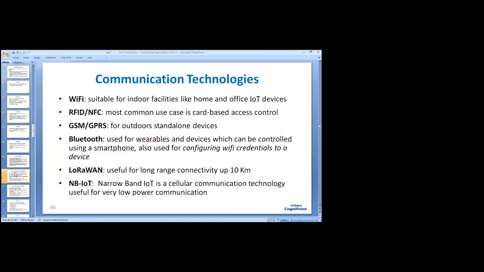Okay, some of the communication technologies that we need to use in any IoT platform or in an IoT application are Wi-Fi connectivity, RFID or NFC connectivity, GSM or GPRS connectivity, Bluetooth connectivity, LoRaWAN connectivity, and narrowband IoT connectivity. LoRaWAN stands for Long Range Wide Area Network. So there are communication devices called LoRa, which can send the signal as long as 10 kilometers without any Wi-Fi or without any GSM connectivity. So no Wi-Fi connectivity and no cellular connectivity is required. Directly you can send data from one location to other location and that too at a distance of 10 kilometers.